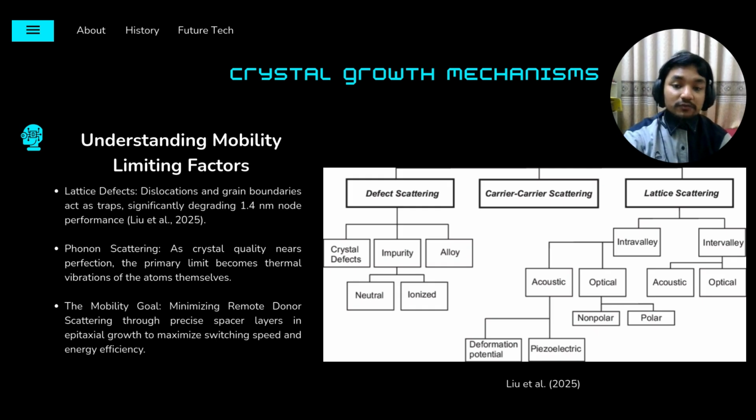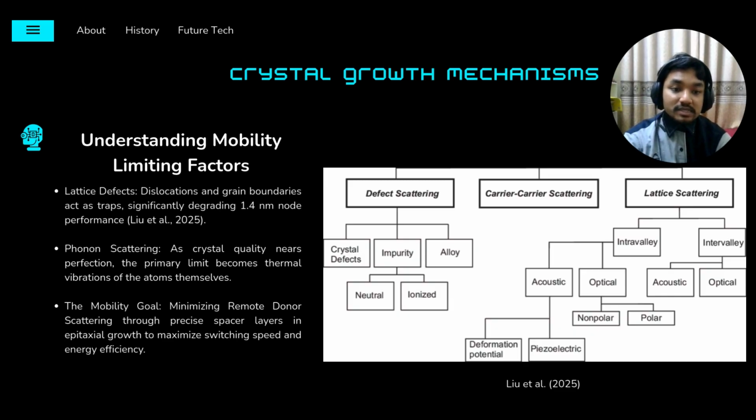And for the last part of my presentation is understanding mobility limiting factors. Finally, we must understand the factors that limit the performance. As the hierarchy shows, scattering is divided into defect, carrier-carrier scattering, and lattice scattering. At the 1.4 nanometer node, lattice dislocations act as traps that significantly degrade speed.